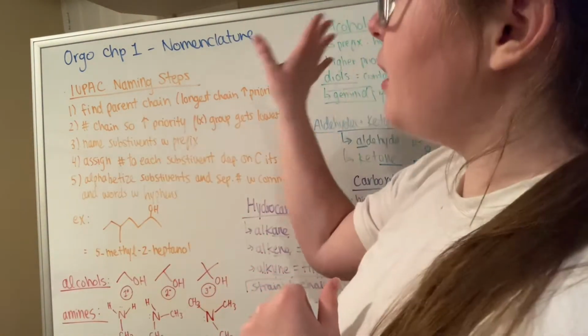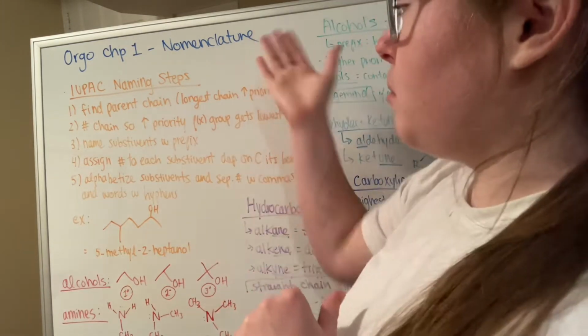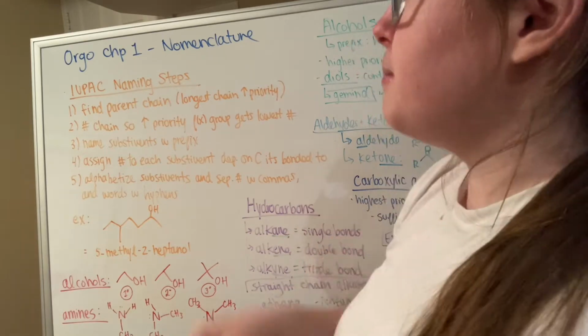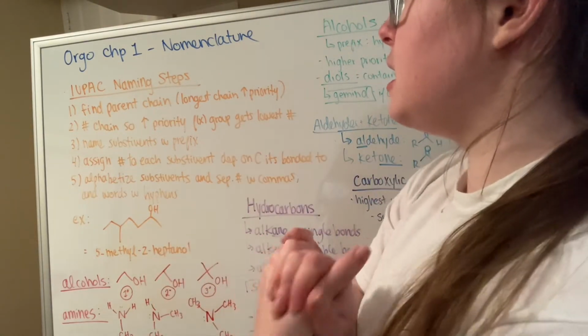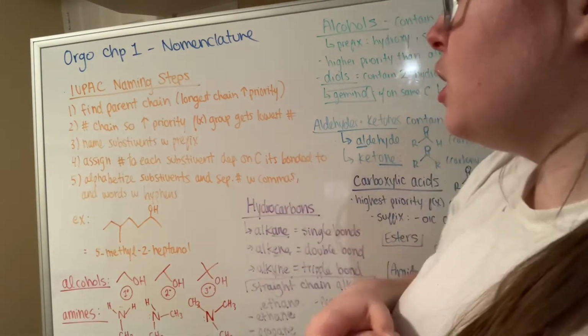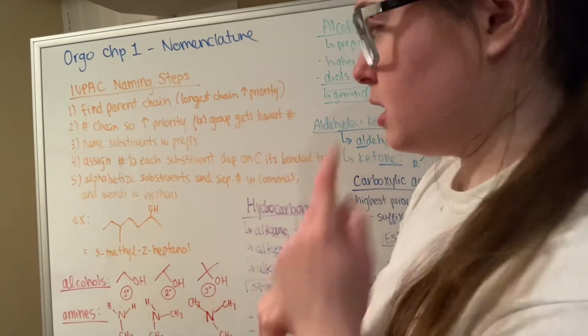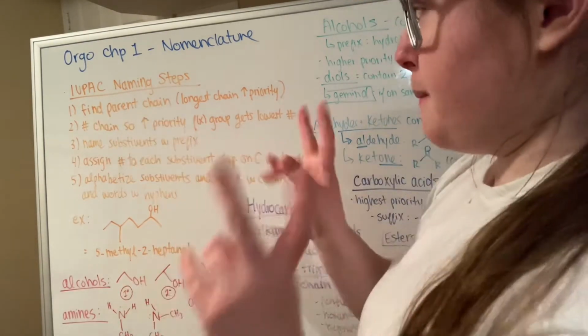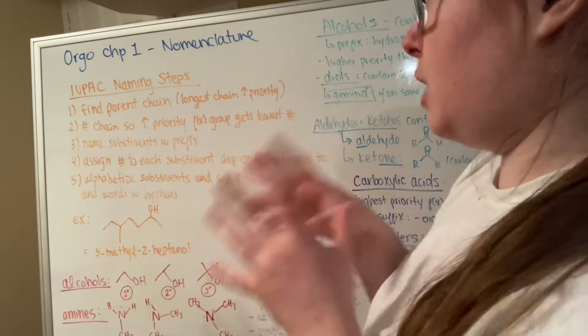We have the IUPAC naming steps, and that's basically the nomenclature part of this chapter. So first, you need to find the parent chain, which is the longest chain with the highest priority. And we'll go through an example quickly afterwards, but let me just go through the steps first. So first you identify the parent chain, so you find the highest priority, and you have the longest chain with the highest priority.